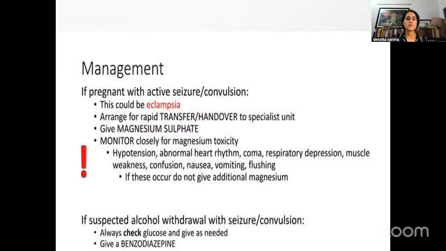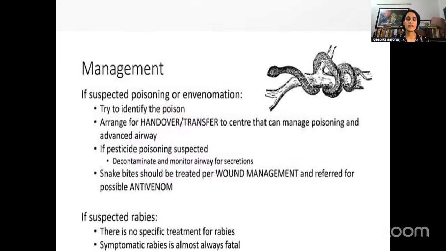If alcohol withdrawal with seizures is suspected, always check blood glucose, and if needed, then administer lorazepam, that is a benzodiazepine. If there is suspected poisoning or envenomation, try to identify the poison, arrange for a managing unit and airway. If pesticide poisoning is suspected, then decontaminate and monitor the airway for secretions and treat accordingly. If there is a snake bite, then proper wound management and possible antivenom to be administered.